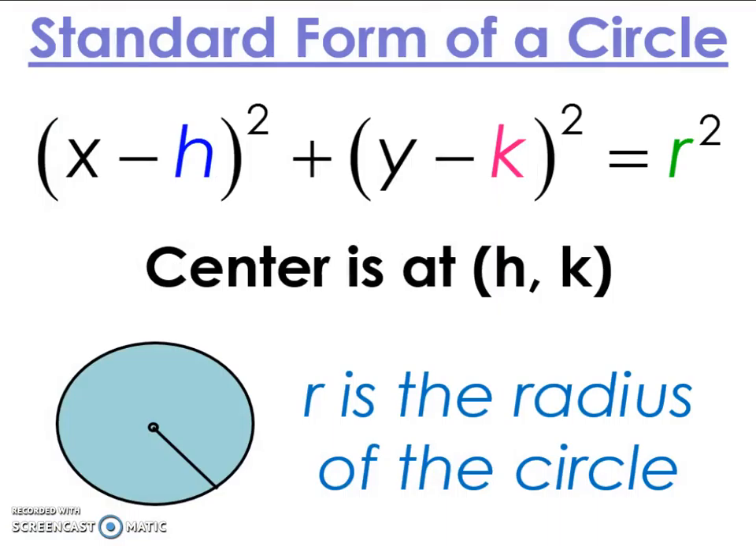Now, let's begin with the standard form of a circle. The standard form of a circle is (x minus h) quantity squared plus (y minus k) quantity squared equals r squared. When you have it in that format, h and k are your center point, okay? And of course, you have to find the radius by taking the square root. All right, so there we are.